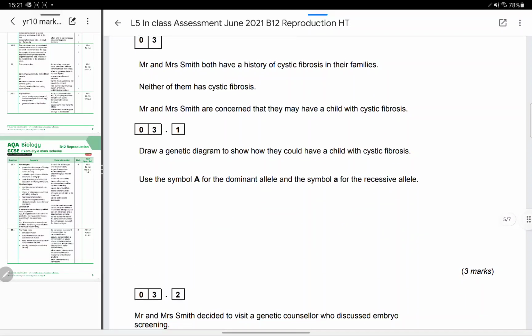So Mr. and Mrs. Smith both have a history of cystic fibrosis in their families. Neither of them has cystic fibrosis. Mr. and Mrs. Smith are concerned that they may have a child with cystic fibrosis. So this is draw a genetic diagram to show how they could have one. So neither have got it. So they cannot be, so they're looking for A. So they cannot be AA. Because if they were AA, they'd have it.